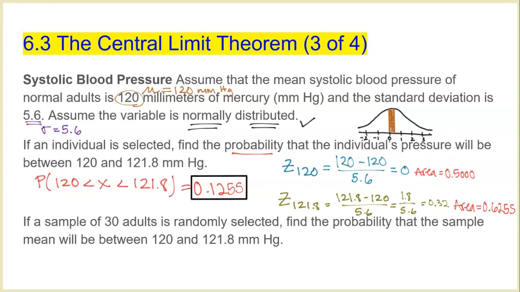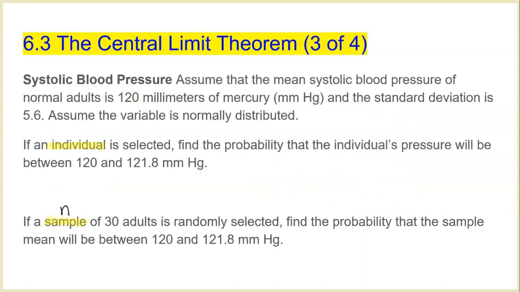So our second example is a little different. Notice now it says in a sample of 30 adults. So instead of an individual, if a sample of 30 adults is selected at random, find the probability that the sample mean will be between 120 and 128.8 millimeters of mercury.